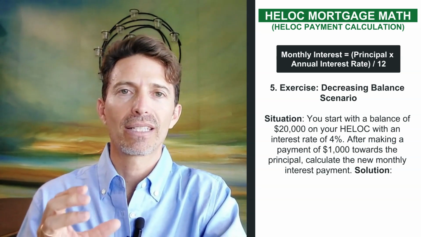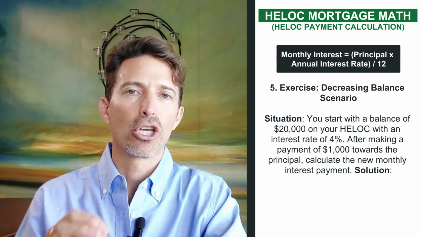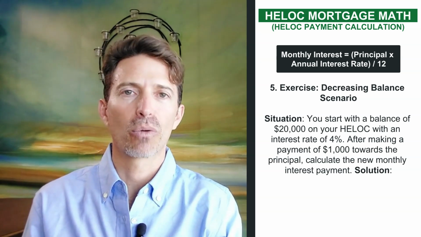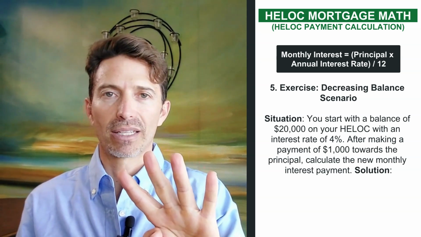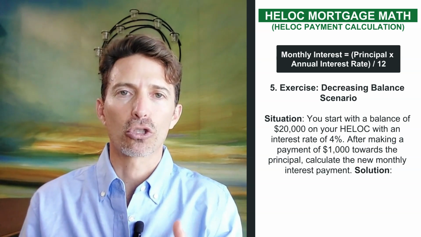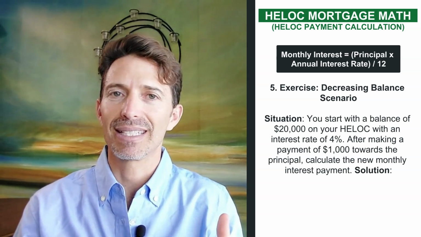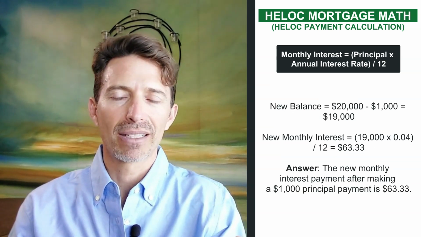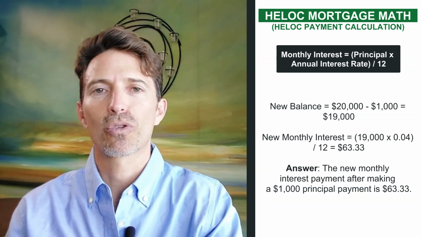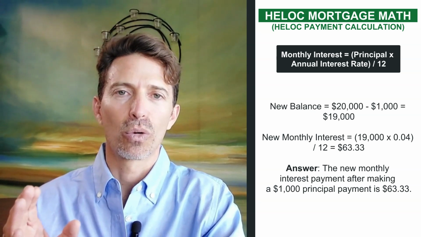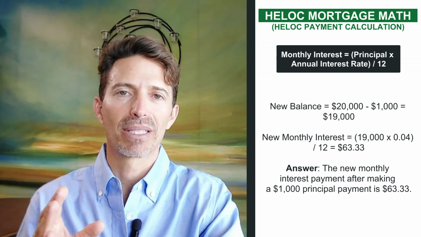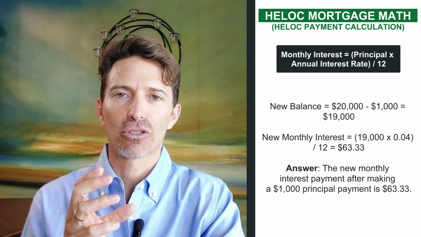For exercise number 5, we're going to focus on decreasing the balance and a scenario on that. So let's say the situation is this. You start with a balance of $20,000 on your home equity line of credit with an interest rate of 4%. After making a payment of $1,000 towards the principal, you're going to calculate how much your new monthly interest payment is. So we take the balance, $20,000, and subtract the $1,000 you paid, which would now be $19,000.